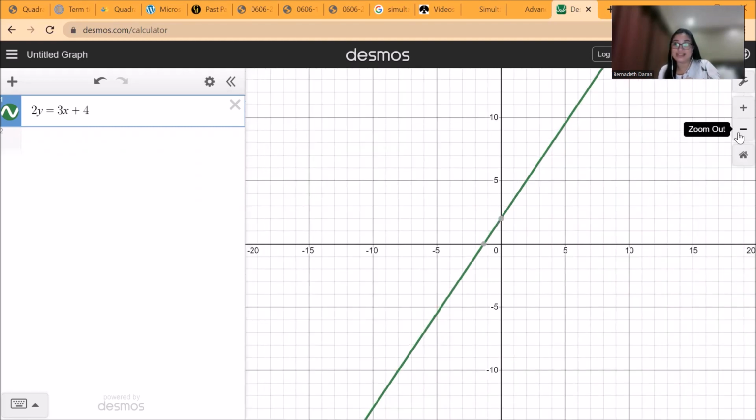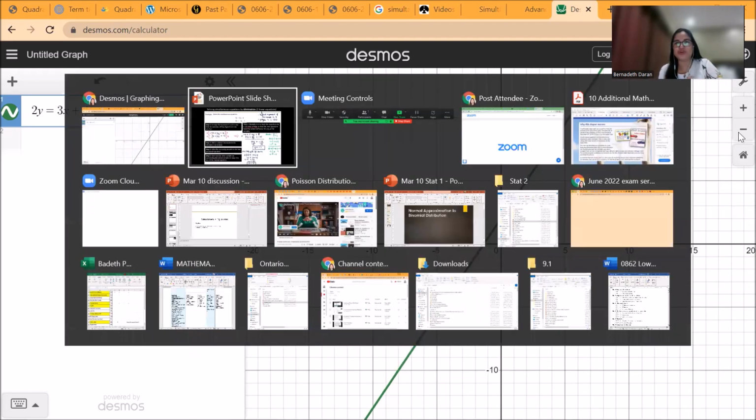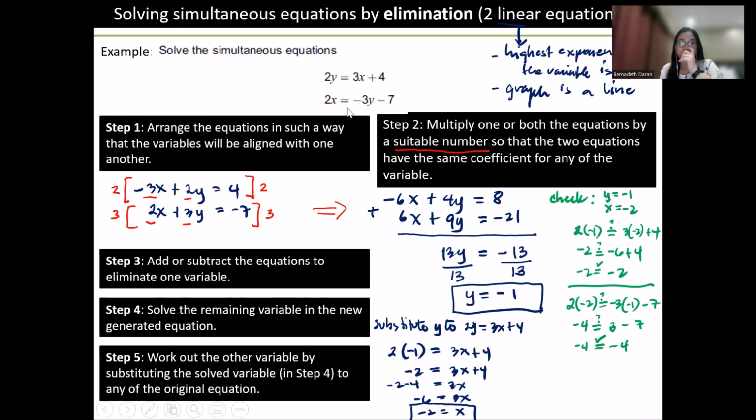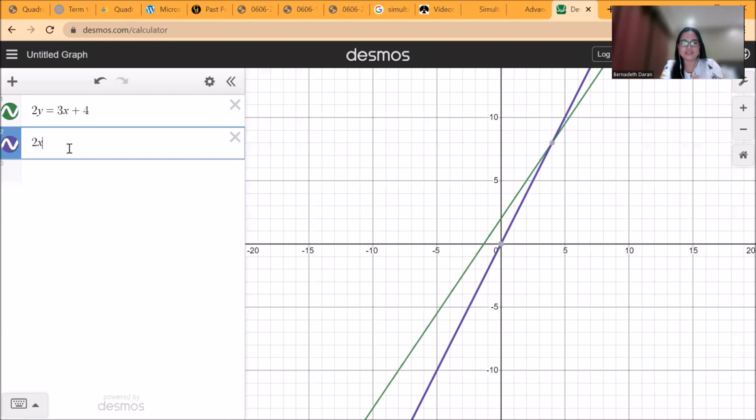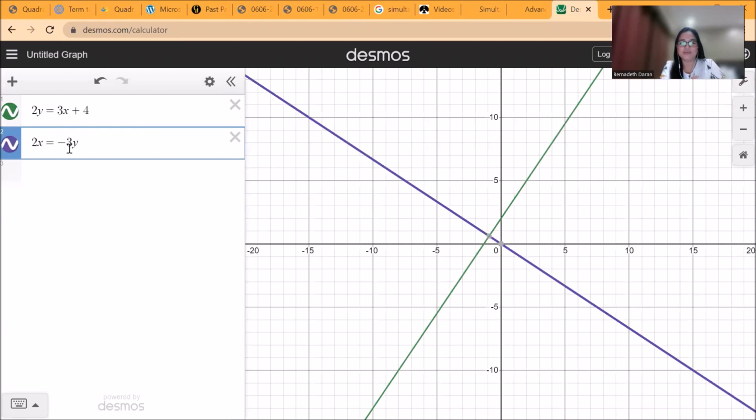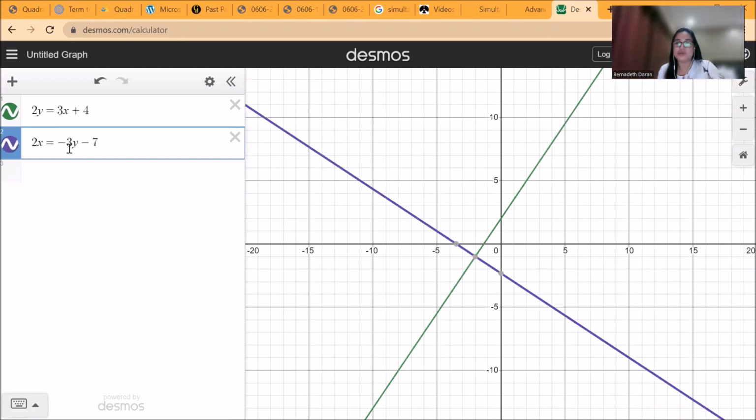Now let us graph the other linear equation, 2x is equal to negative 3y minus 7. So we have here 2x is equal to negative 3y minus 7. The blue one is the other linear equation, and again, it is a linear equation. That's why when we graph it, it is a straight line.